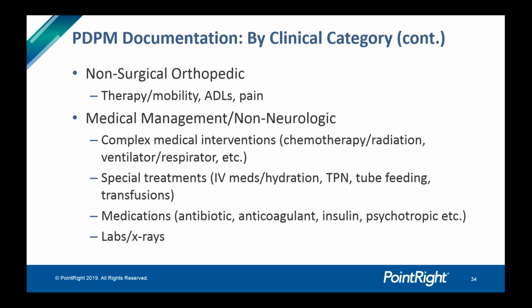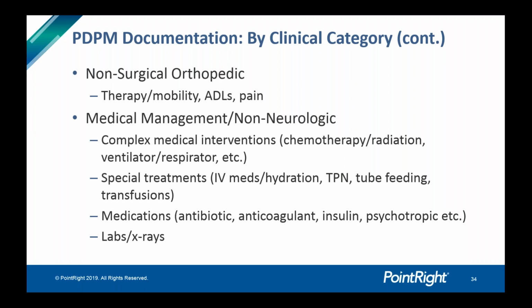Now, there's a lot of pieces in the medical management and other non-neurologic categories. If there is anything medically complex going on with a resident, if they're on a vent, if they're getting chemo or radiation, what's the reason for it? Is there a cancer diagnosis? Special treatments and procedures, that you're tracking the skilled care provided for IV hydration and monitoring fluid status, TPN or tube feeding, maintaining that feeding, the resident having a transfusion, the monitoring on that.